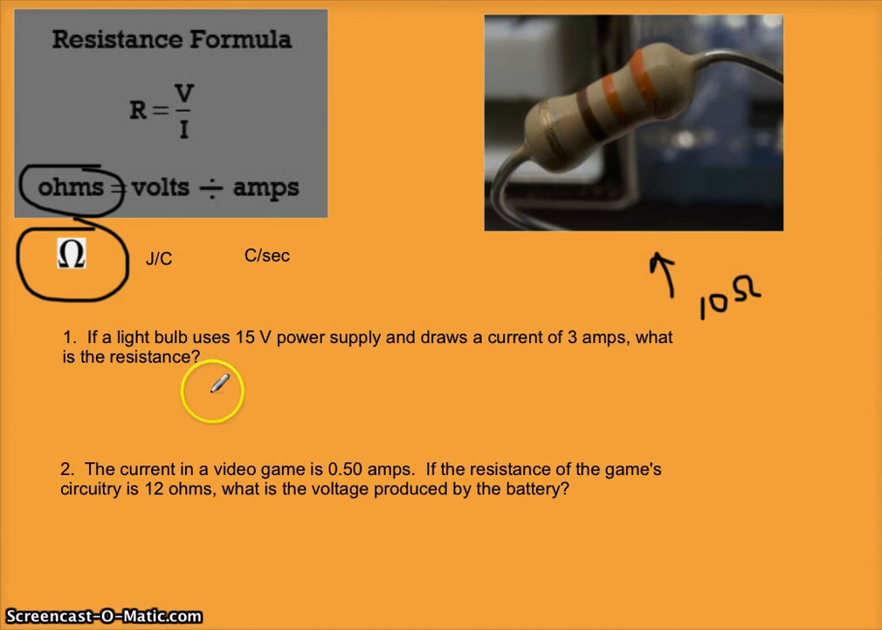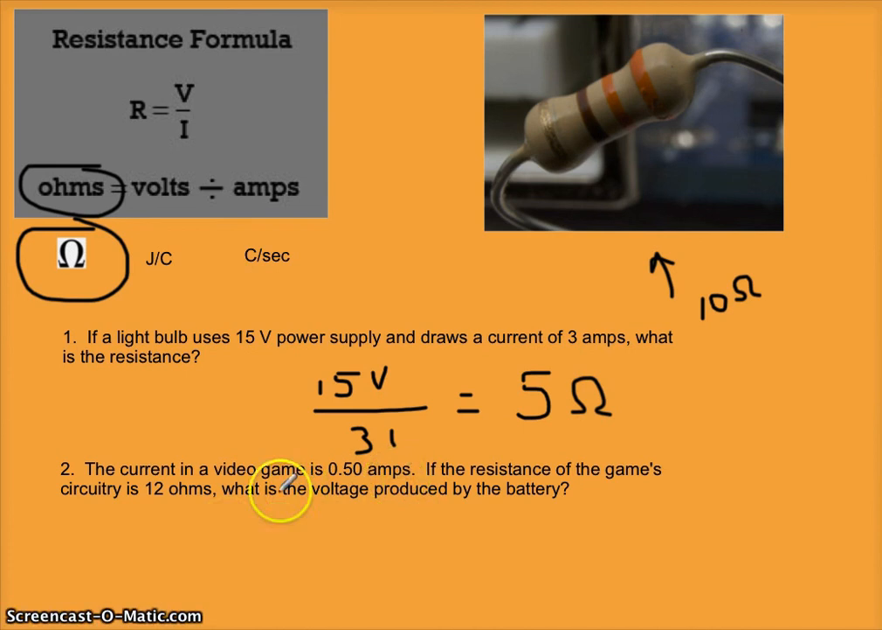So if we were to calculate resistance here, we have a light bulb that uses 15 volts of power and draws a current of 3 amps. So this should be pretty simple. We have 15 volts over 3 amps, which is actually going to be I. So 15 over 3 is going to be 5 ohms. And here's that crazy symbol there. So 5 ohms of resistance.